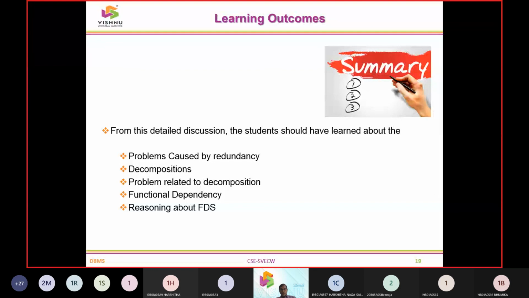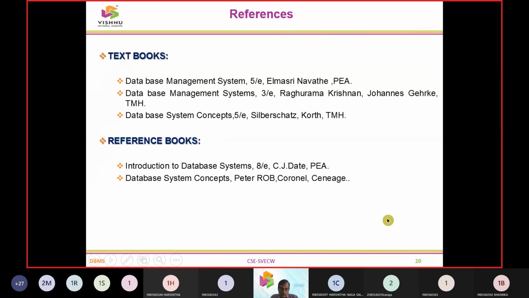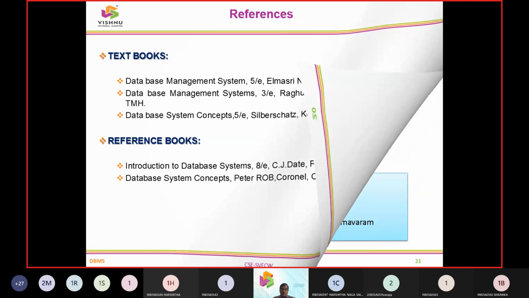So what we talked about today: we talked about redundancies, decomposition, then insert, update, and delete anomalies, and thereby functional dependencies with fully functional dependency. Then we talked about trivial, non-trivial, followed by multi-valued dependency, and then the applications. These are the different contents we have taken up in this class. The prescribed textbooks are also noted for you for reference.